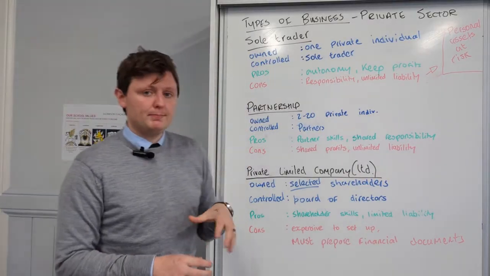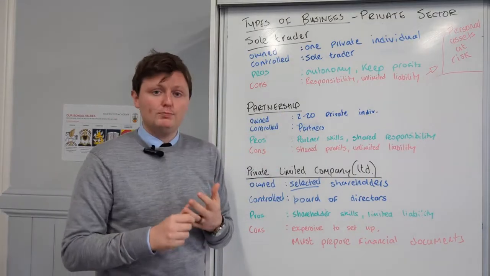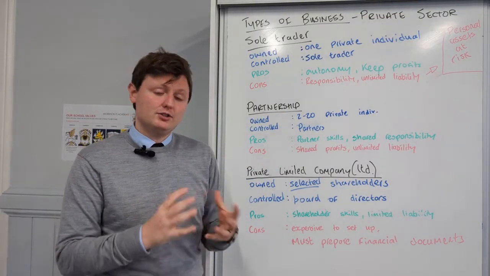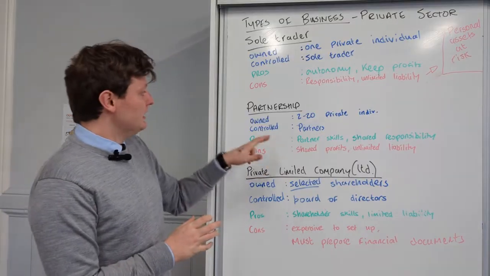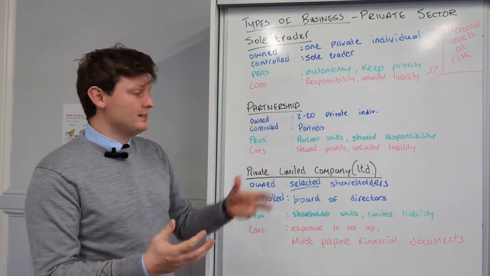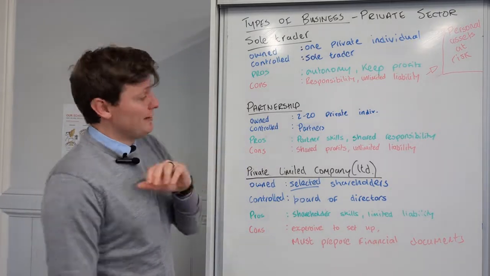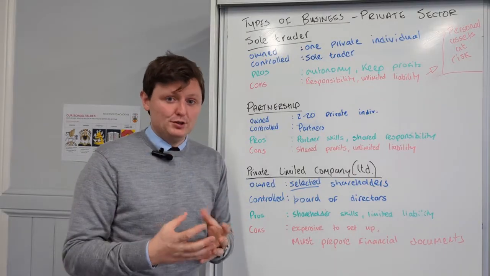Moving on to look at a partnership. Now, we might think of a partnership as only two people, but actually it's between 2 and 20 private individuals that are owners of a partnership. And it's controlled, and all those big decisions are made by the partners themselves. So by the partners who own the business, they get to make all the big decisions about how that business operates. Some advantages to this is that you obviously get the skills of all the partners.